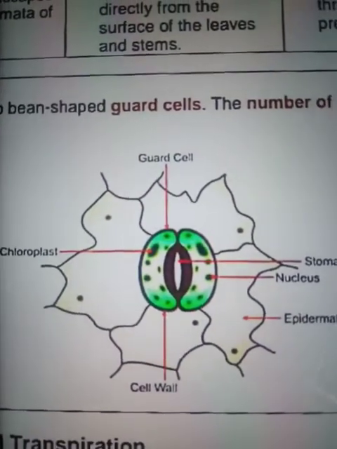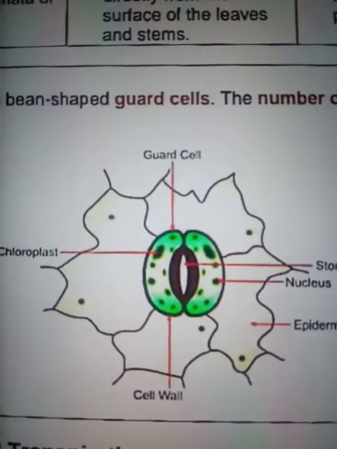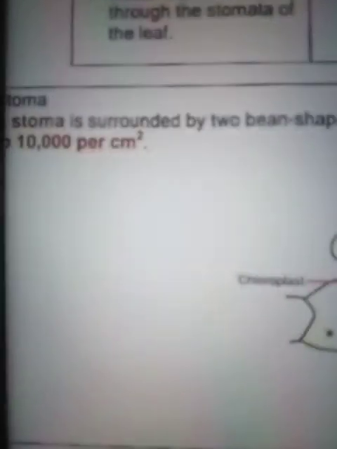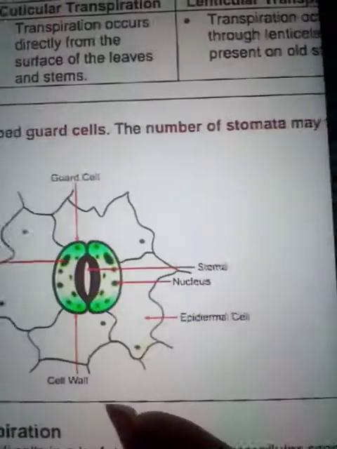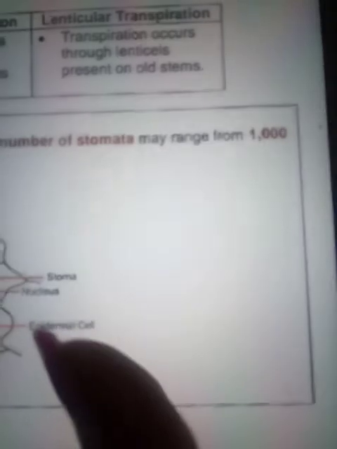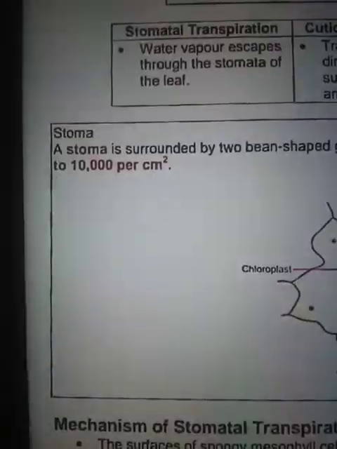Now we'll discuss something about the stoma. A stoma is basically surrounded by two guard shaped cells, you can see over here, and the number of stomata in each of the leaves may range from 1000 to 10,000 per cm cube.